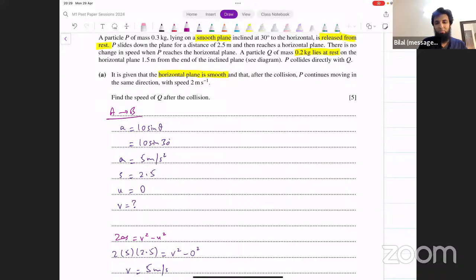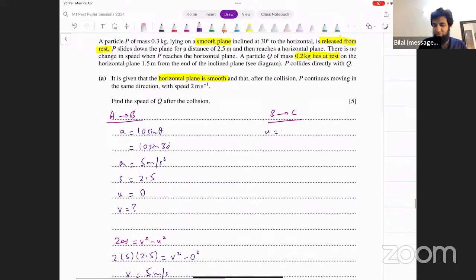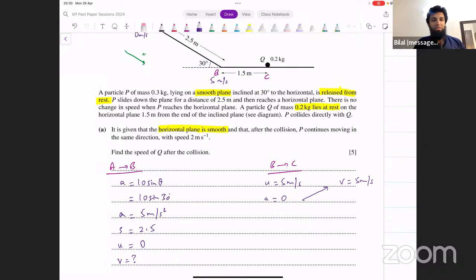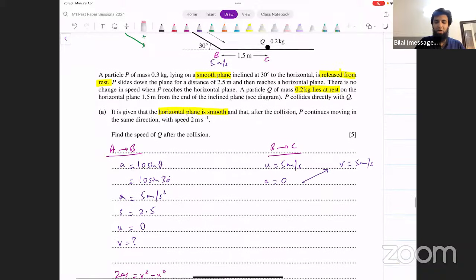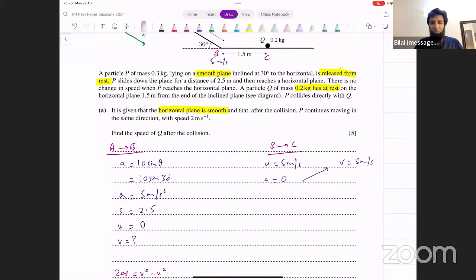Okay, so from B to C, the initial velocity was 5 meters per second. The final velocity is also 5 meters per second. Why? Because acceleration is 0. There's no acceleration. Okay. And that means when the collision happens at the point C, the velocity of the particle P was 5 meters per second. So now we can use momentum because now P and Q are colliding.